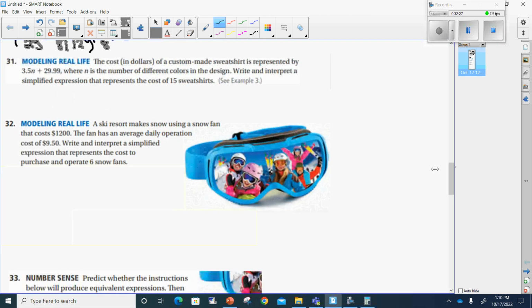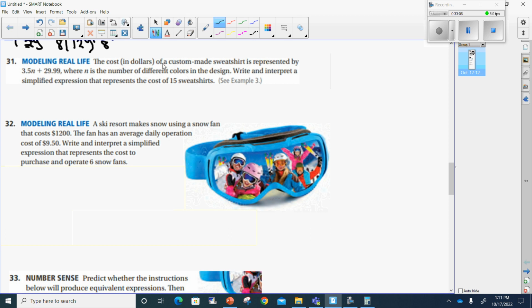All right, we're going on to number 31. The cost in dollars of a custom-made sweatshirt is represented by 3.5N plus 29.99, where N is the number of different colors in a design, okay? Write and interpret a simplified expression that represents the cost of 15 sweatshirts. Okay, it says N is the number of different colors in a design. Write and interpret a simplified expression that represents the cost of 15 sweatshirts. Okay?